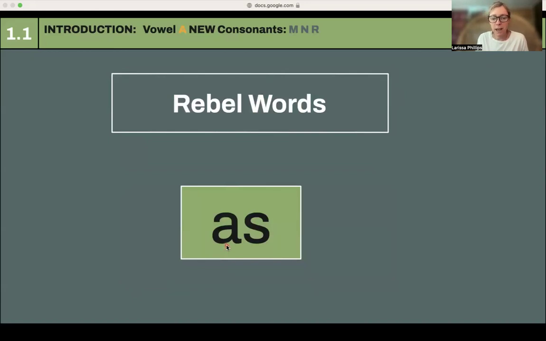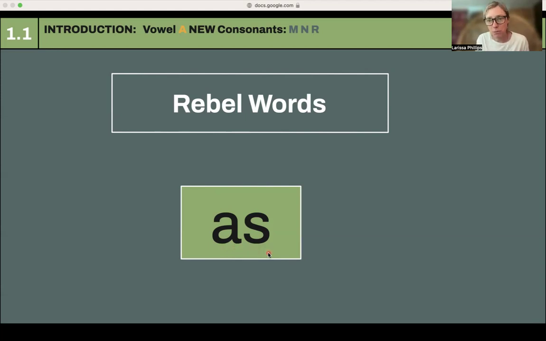If we tap and blend these two sounds, a, s, we get ass. But we're not trying to say that word. We're trying to say as. So in this case, S is standing for the sound Z. Sometimes that happens. S can stand for S or it can stand for Z. It gets a little rebellious sometimes. It doesn't follow the rules. So this word is as.